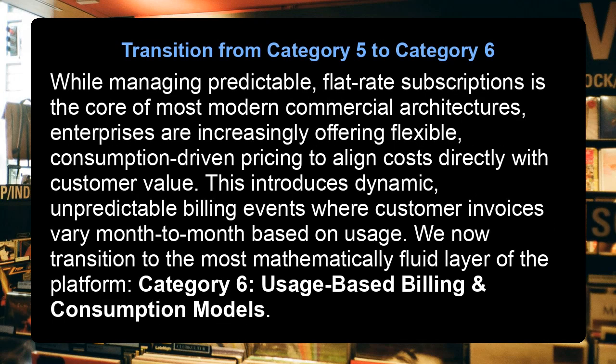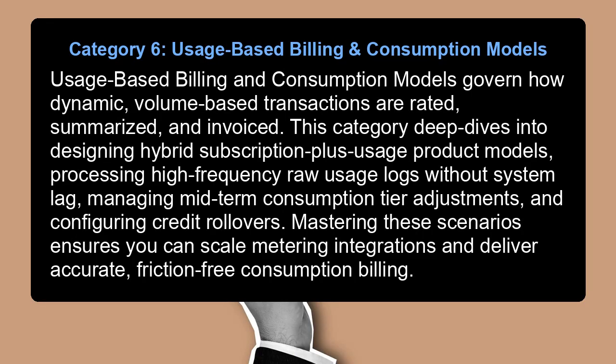Transition from Category 5 to Category 6. While managing predictable, flat-rate subscriptions is the core of most modern commercial architectures, enterprises are increasingly offering flexible, consumption-driven pricing to align costs directly with customer value. This introduces dynamic, unpredictable billing events where customer invoices vary month to month based on usage. We now transition to the most mathematically fluid layer of the platform. Category 6. Usage-based billing and consumption models.